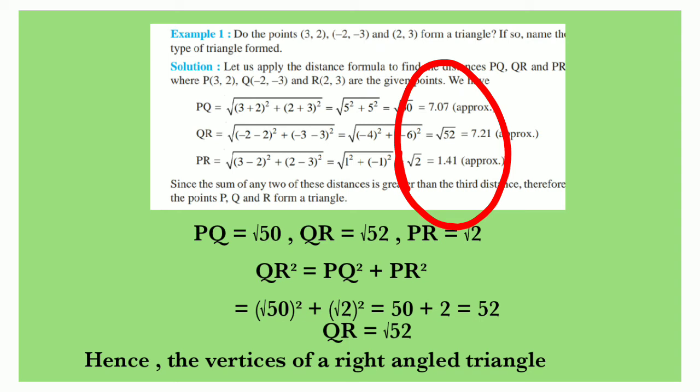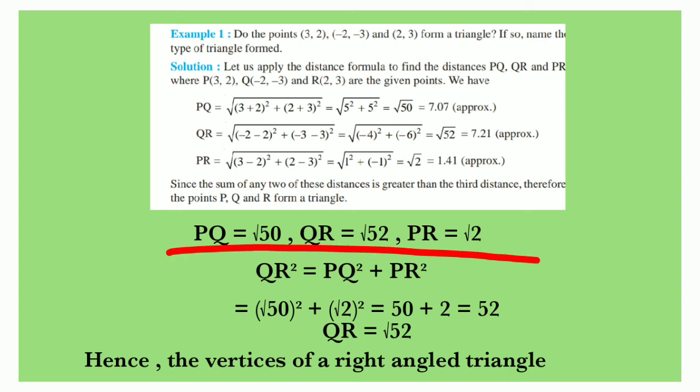The sum is every time greater than the third side. Okay. Then one more question is there, which triangle is this? Okay, for this we take PQ is equal to root 50, QR is equal to root 52 and PR is equal to root 2. Apply Pythagoras theorem.